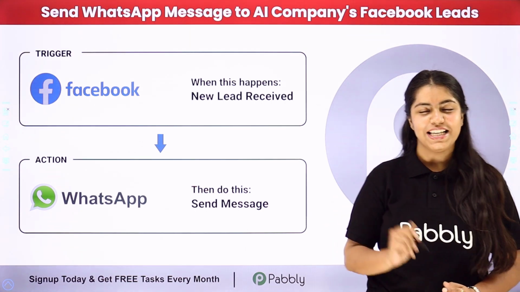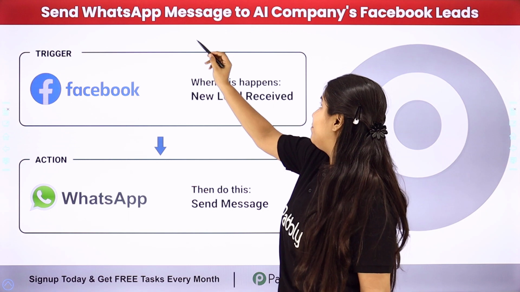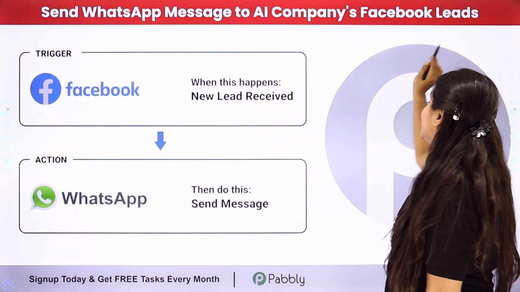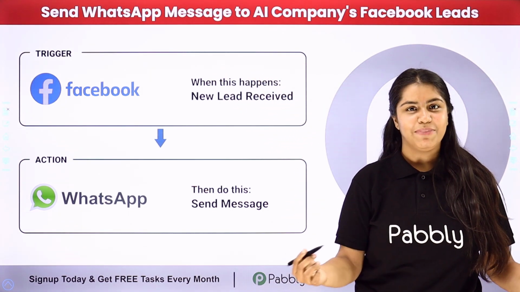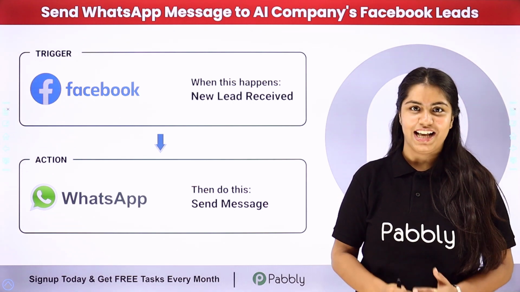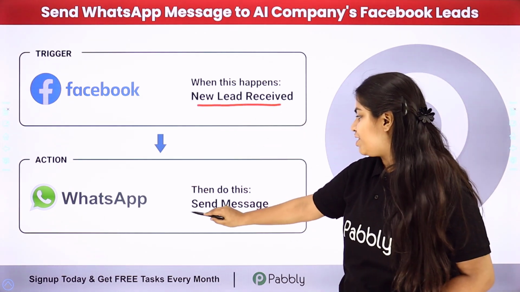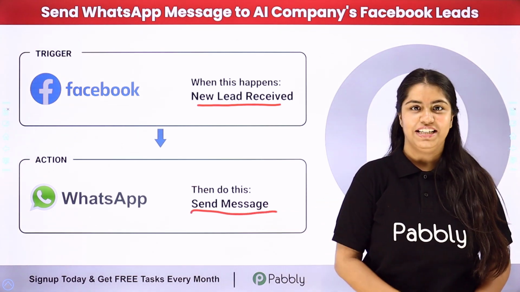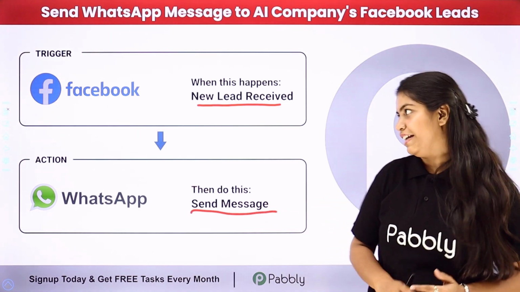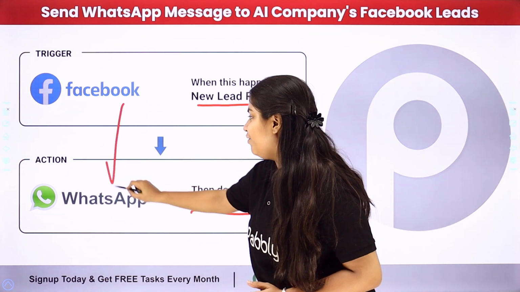The title of our today's video is How to Send WhatsApp Message to AI Company's Facebook Leads. So I'm running an AI company, and to promote my company I'm running lead ads, and I wish that as soon as I receive a new lead, an automated WhatsApp message should be sent to all my leads. For this we are going to create an integration between Facebook lead ads and WhatsApp.